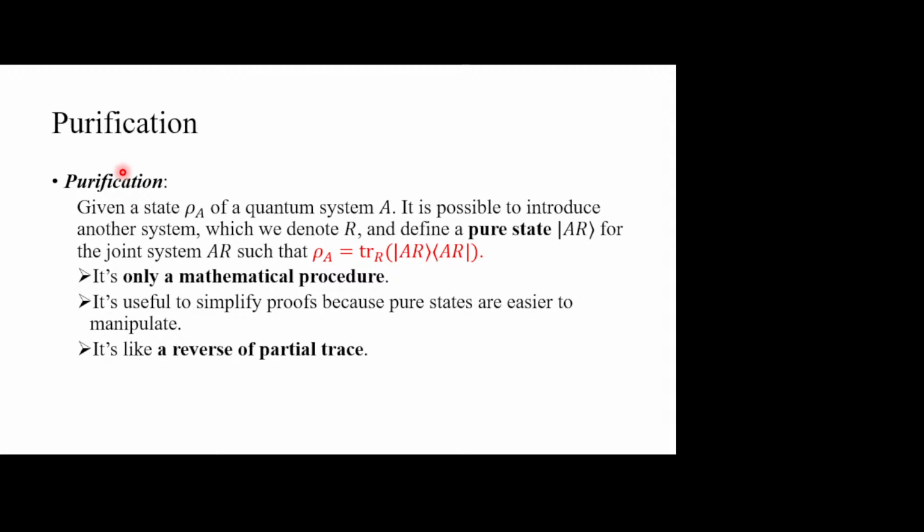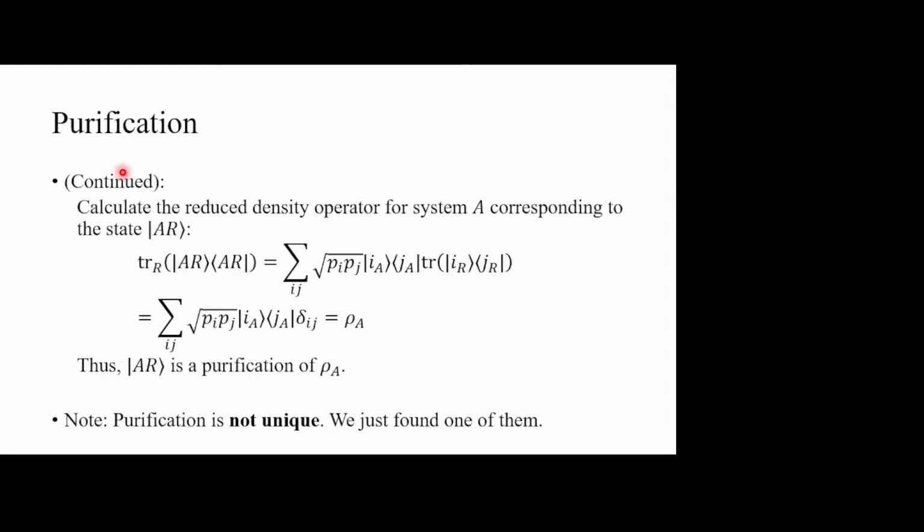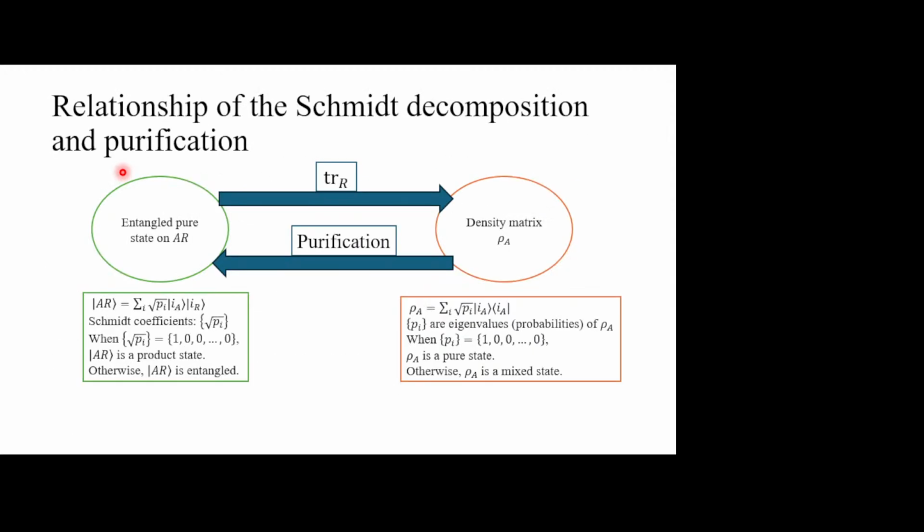but I just want to give a small marketing on purification. Purification is also related to the reduced density matrix idea, and it's like a reverse of getting the reduced density matrix. So remember, let's jump ahead a little bit. If you have an entangled state on system AB, might not be pure, but let's pretend it's pure for now. You have an entangled pure state on system AR, and you can do partial trace on system R and get a reduced density matrix on system A. This is a density matrix rho_A.